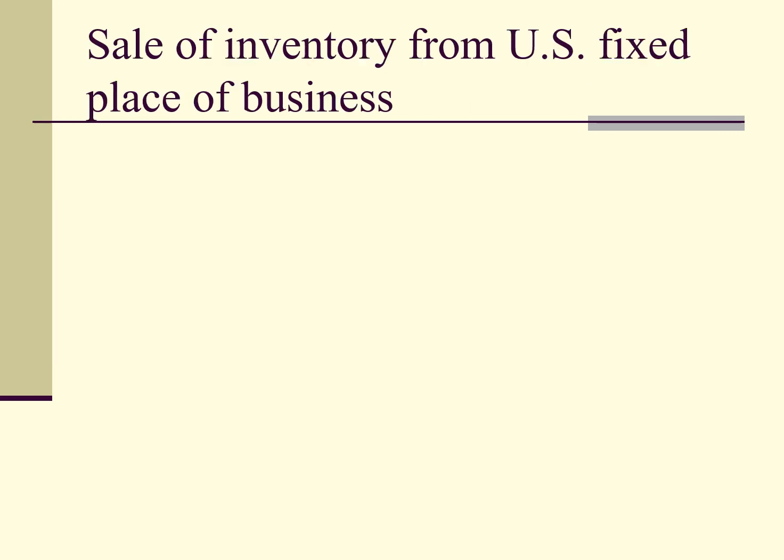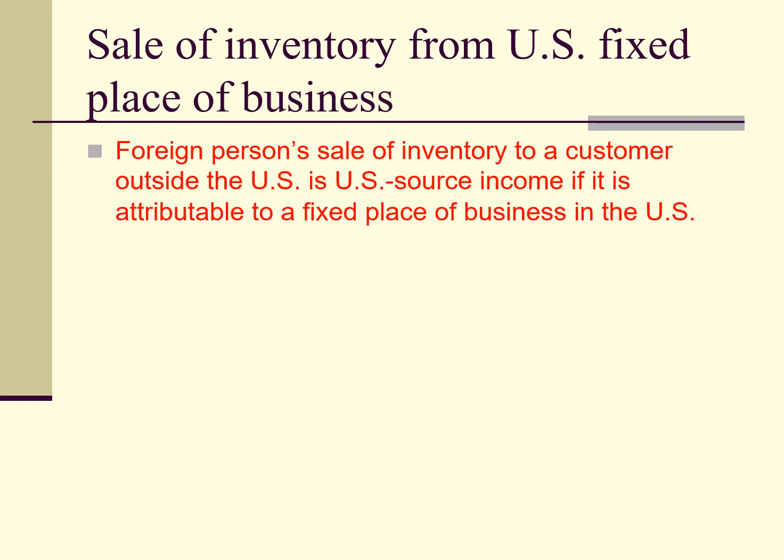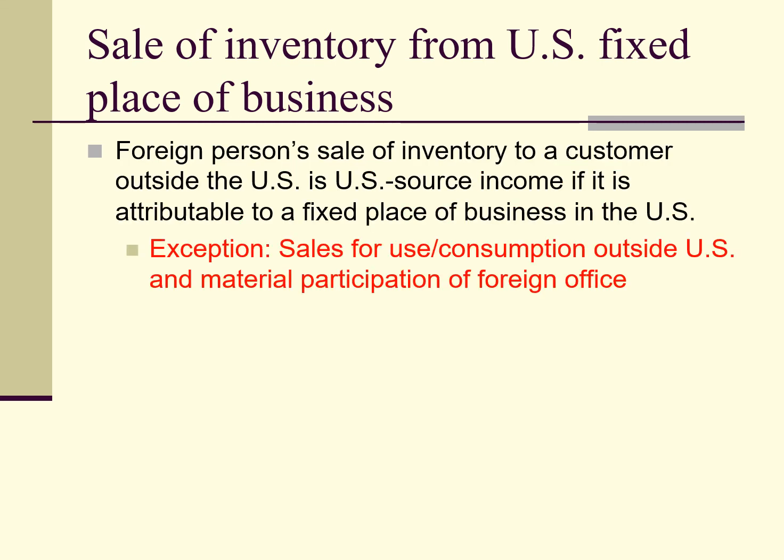Here are the special rules for sales of inventory from a U.S. fixed place of business. Under Section 865(e)(2), a foreign person's sale of inventory to a customer outside of the United States is U.S. source income if it is attributable to a fixed place of business in the United States. As an exception, this rule does not apply where the sale is made for the use, disposition, or consumption outside of the United States and a foreign fixed place of business of the foreign person materially participates in the sale.